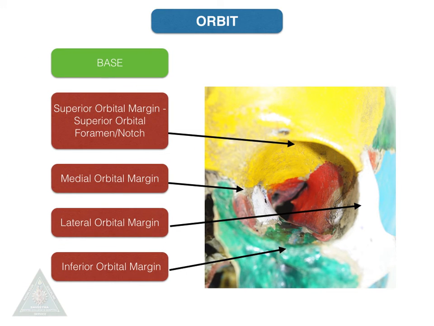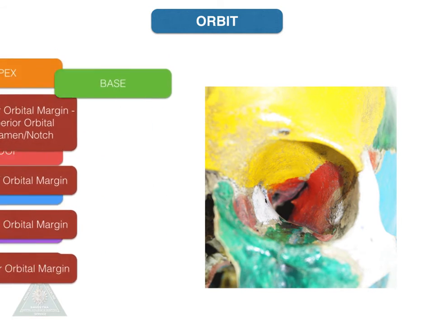The base is quadrangular in shape. The superior orbital margin is formed by the frontal bone. It's marked by the supraorbital foramen or notch, which transmits the supraorbital nerves and vessels. The medial orbital margin is formed by the medial end of the superior orbital margin and the frontal process of the maxilla. The lateral orbital margin is formed by the zygomatic process of the frontal bone and the frontal process of the zygomatic bone. The inferior orbital margin is formed by the maxilla and the zygomatic.